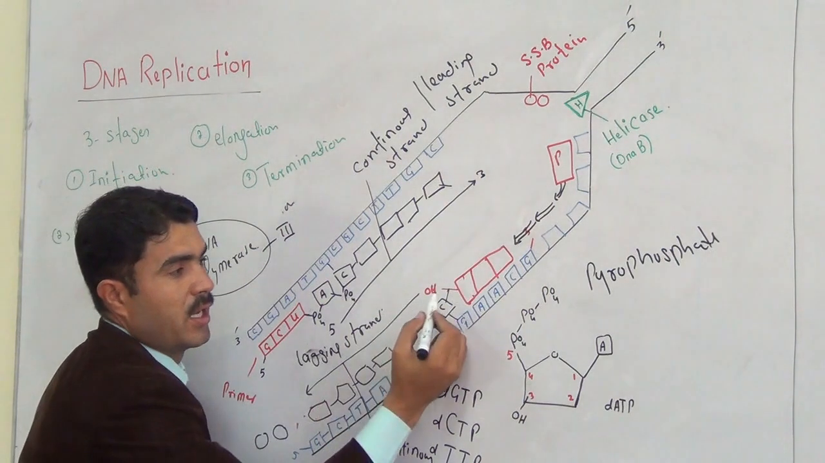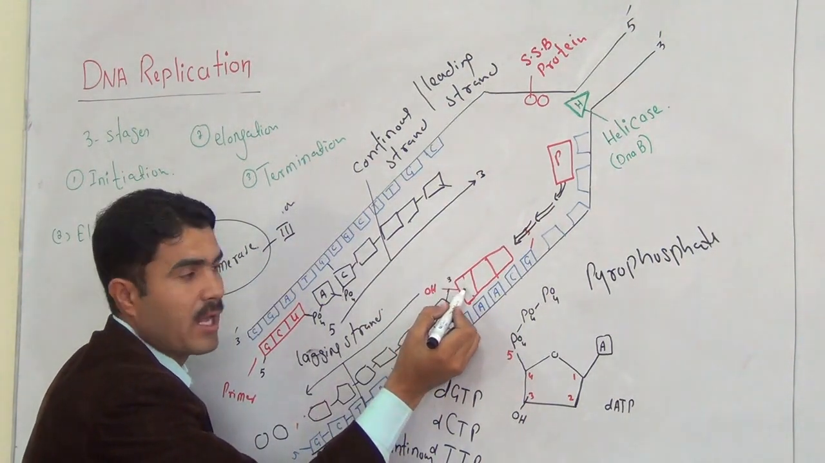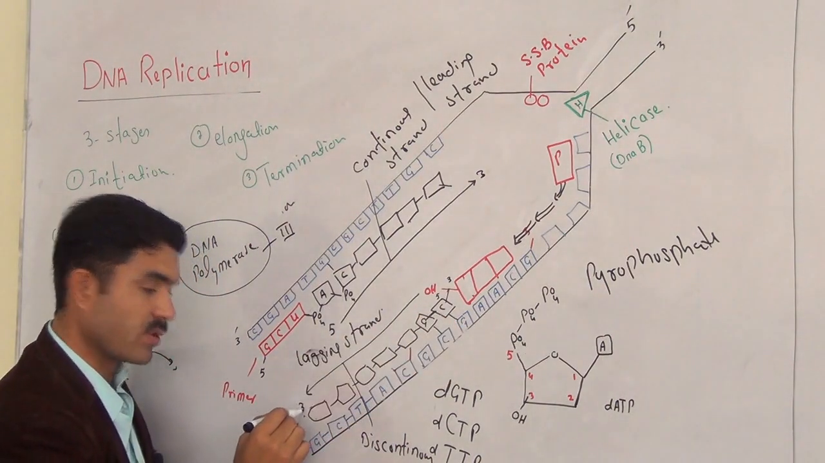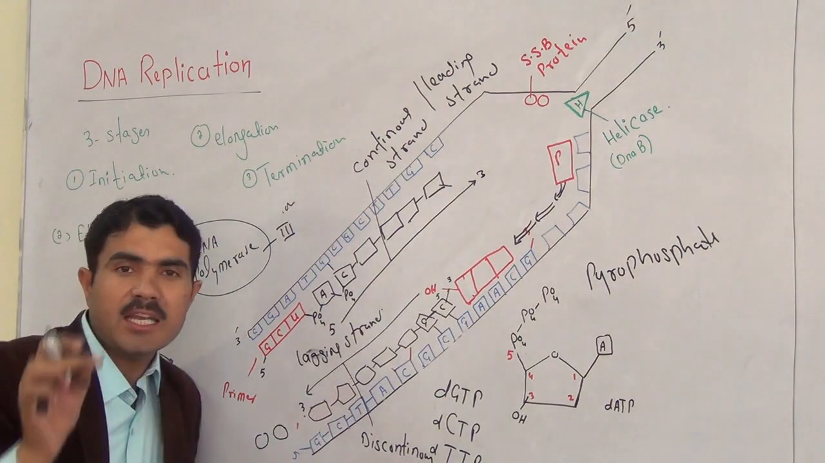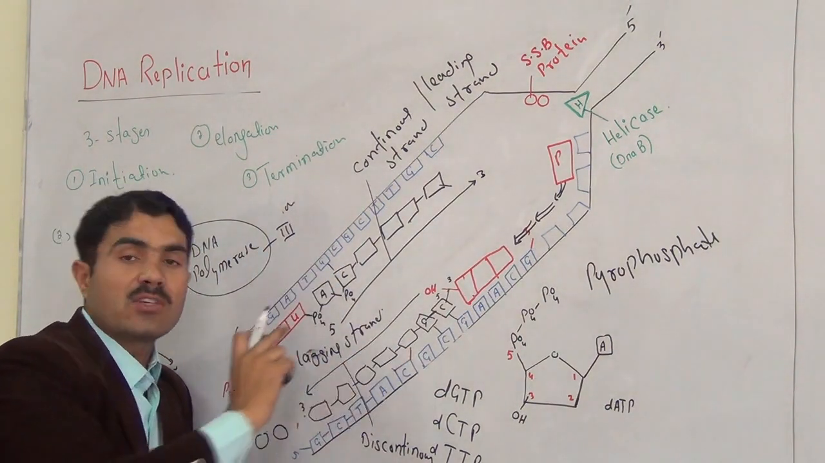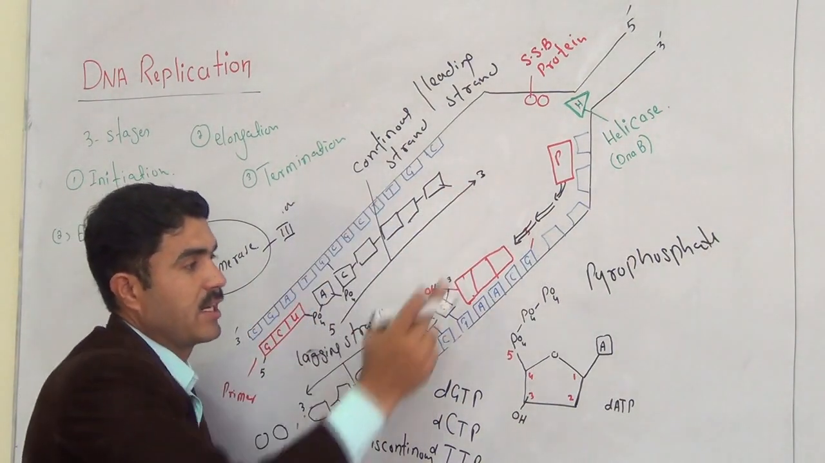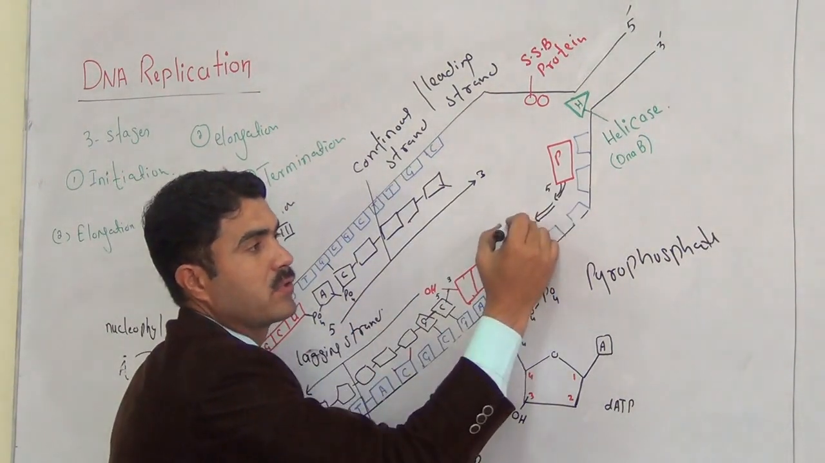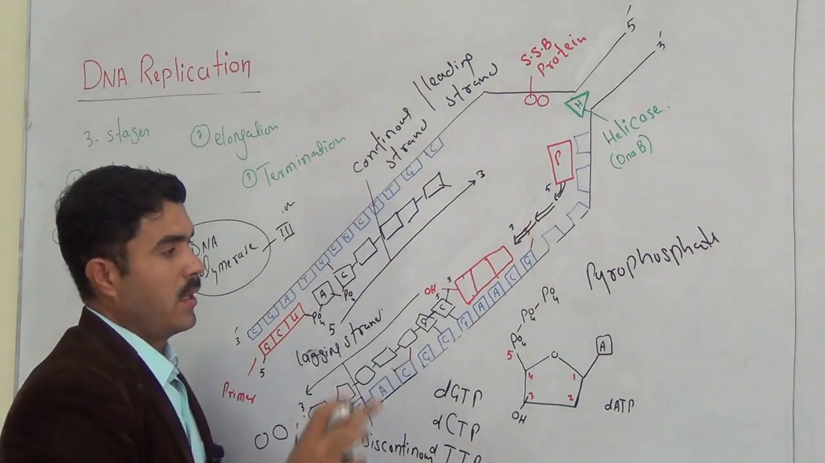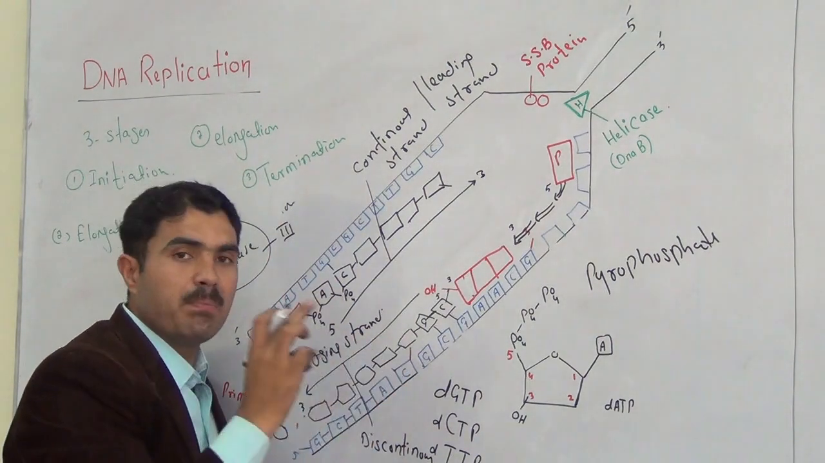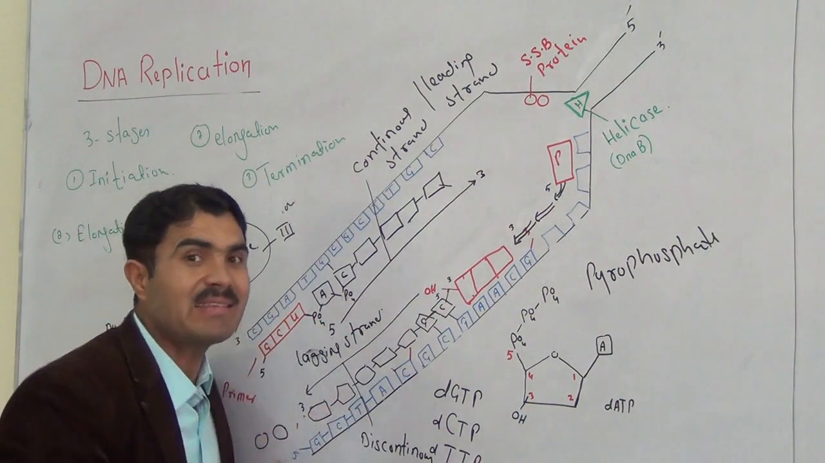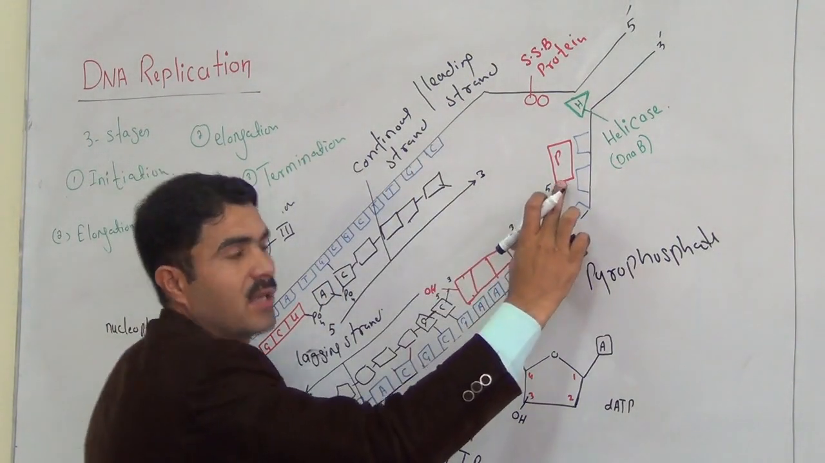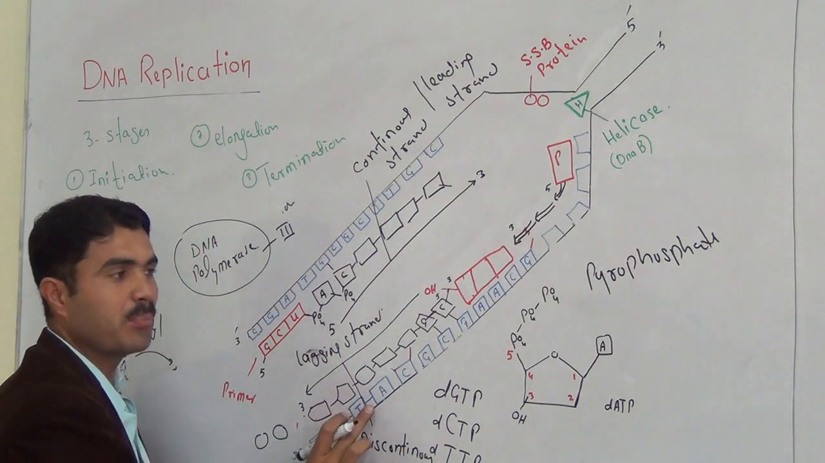Dear students, look, if this is the 3' end of the primer, definitely this is the 5' end of the new chain. If this is the 5' end, this must be the 3' end. So look, DNA polymerase, whether it is here or here, always synthesizes the new strand in the 5' to 3' direction. So again it is in 5' to 3' direction. What you can see here is that this chain is being synthesized in pieces, not continuous, just like this one was synthesized continuously, but this one is synthesized in pieces. This is one piece, this is another piece.